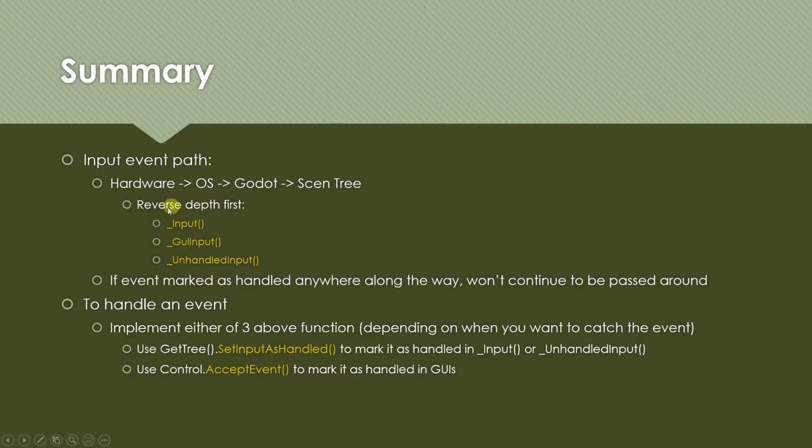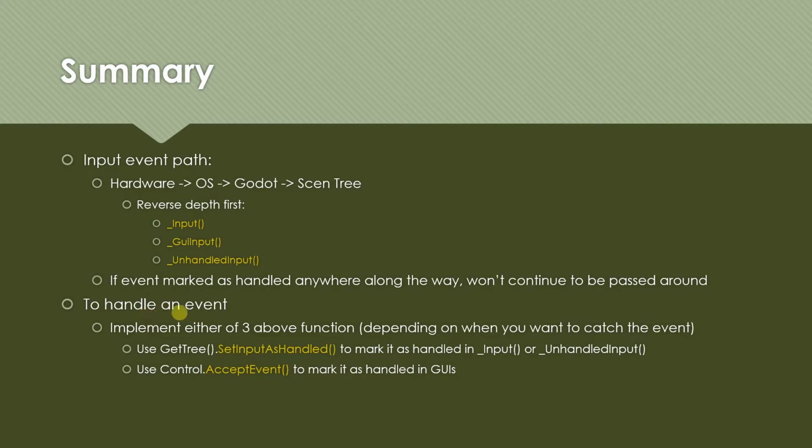Now, the scene tree, in a reverse step format, will first send it to all of the input methods of all the nodes in the scene tree. If it's still not handled, it will send it to all the GUI input methods of all the control nodes, so the GUI nodes. If it's still not handled, then it will send it to all the unhandled input methods of all the nodes once again. So you have this passing around of the event through the various functions of the nodes. And anywhere along the path, if the event is marked handled, it doesn't keep on going. That's the end of it.